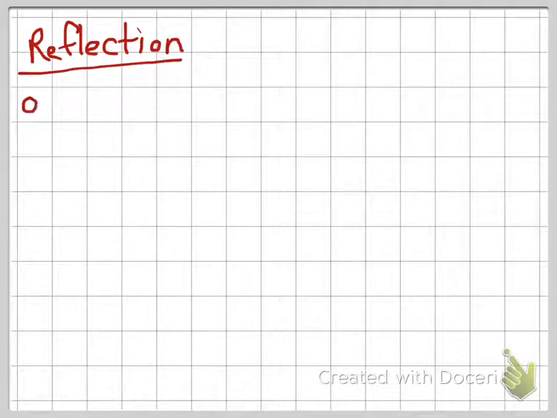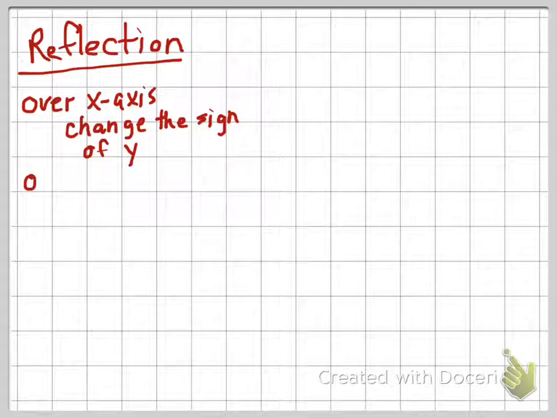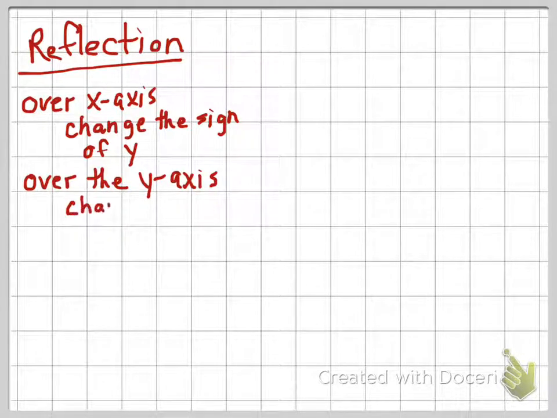Okay, now we're going to look at reflections. Okay, the only reflections we'll be doing are over the x and y axis. So the only two rules we need are for over the x and y axis. When you flip over the x axis, you change the sign of the y value, and you do nothing to x. When you flip over the y axis, you change the sign of the x value, and you do nothing to the y.